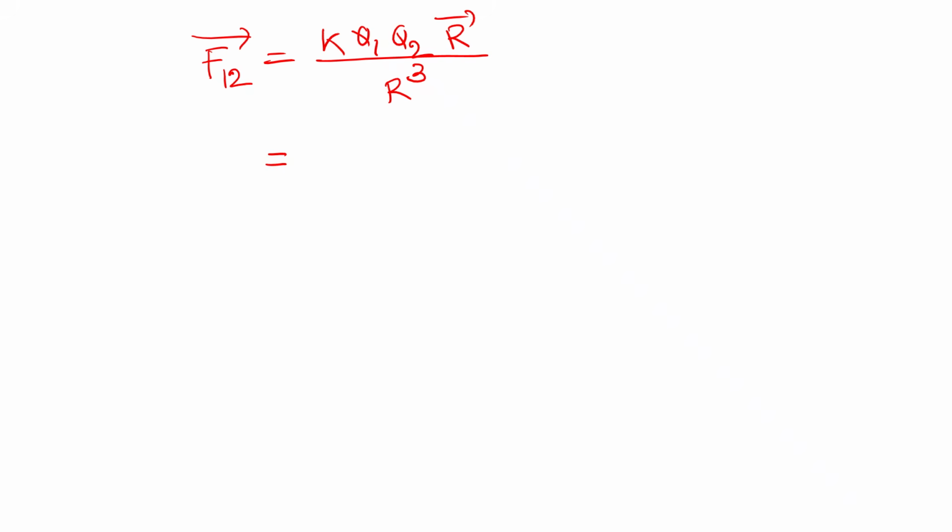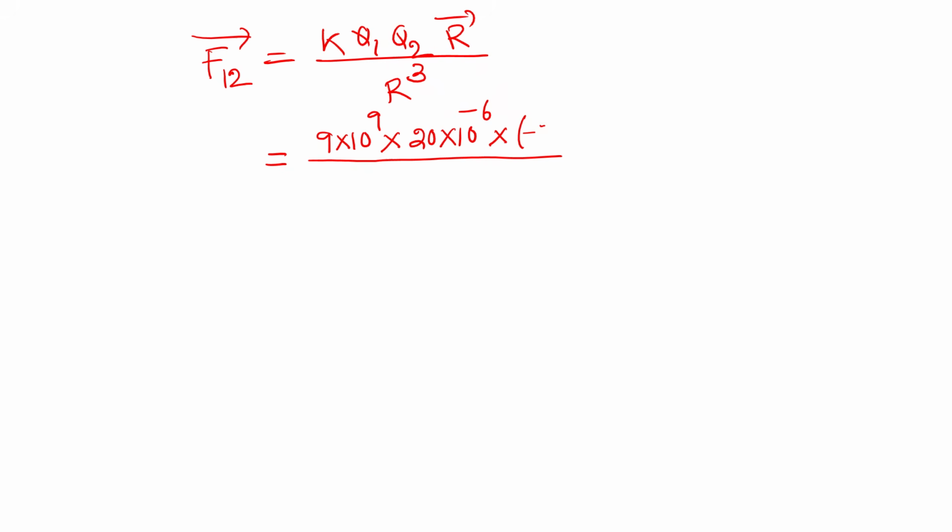Now what is k? We all know that k is nothing but 9 into 10 to the power 9. Then what is q1? Q1 is nothing but 20 into 10 to the power minus 6. Let me remind you all again that q1 was given in terms of microcoulomb, so it is very essential that we convert it into coulomb first and then use it in the equation.